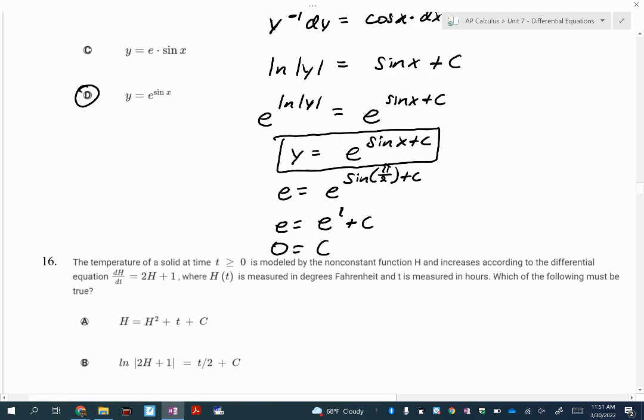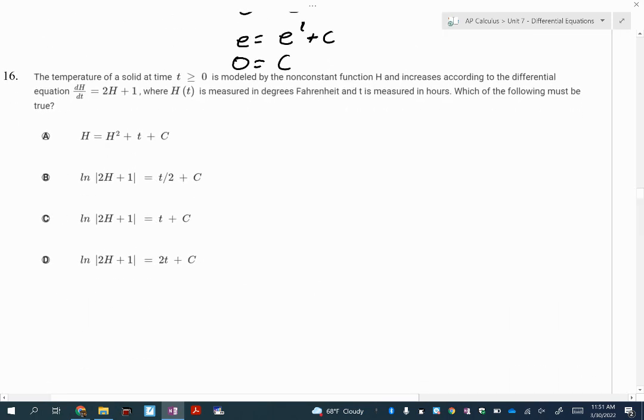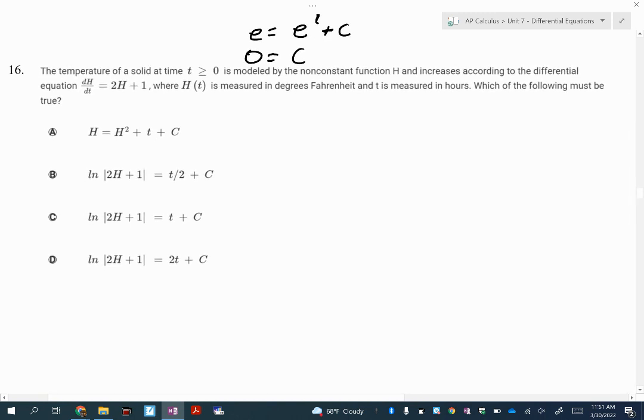Okay, let's try 16, and then we'll be done with this part. So they're giving us a differential equation: dh over dt equals 2 times h plus 1. And they want us to find which of these must be true. Okay, so very similar, it's just a little confusing because we're not using y and x. So I'm going to move the 2h plus 1 to this side and move the dt over there.